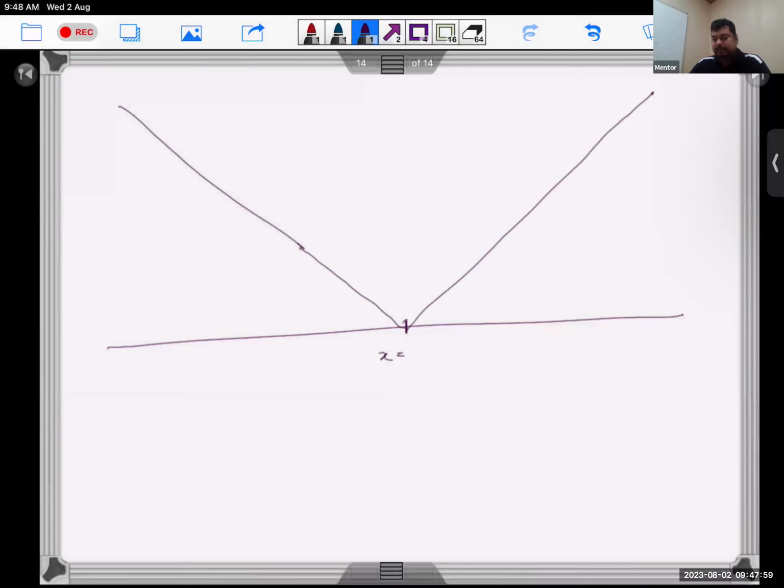At x equal to 0, you make a sharp turn. So at this point, the function is not differentiable. Wherever the transition is not smooth, the function is not differentiable. The left limit, the right limit and the actual limit will be different. One of them would be different for sure.